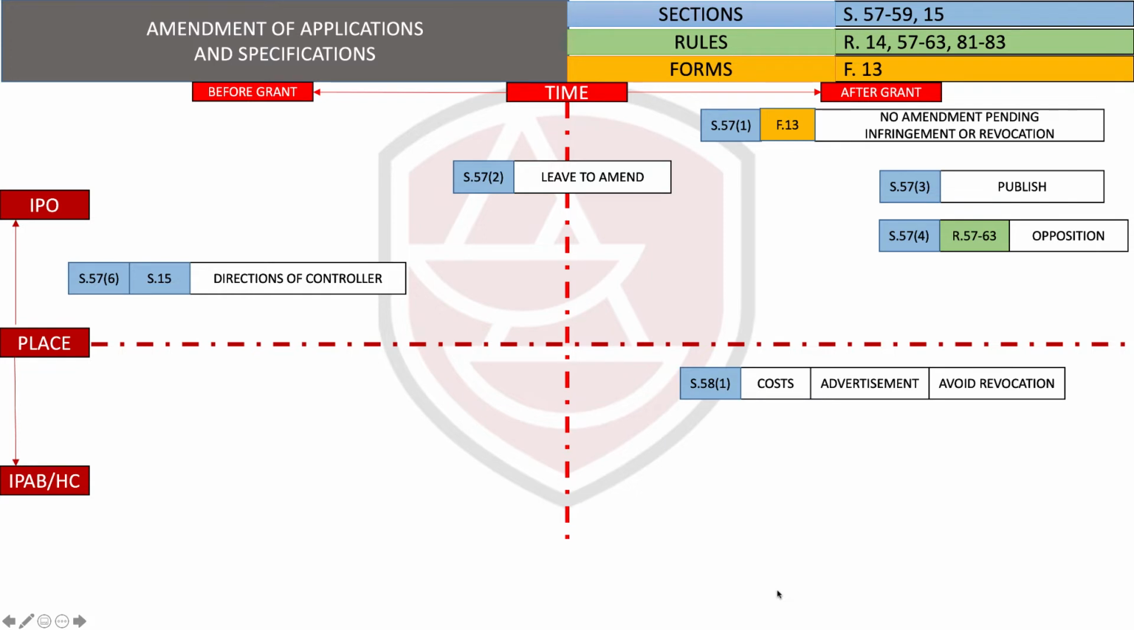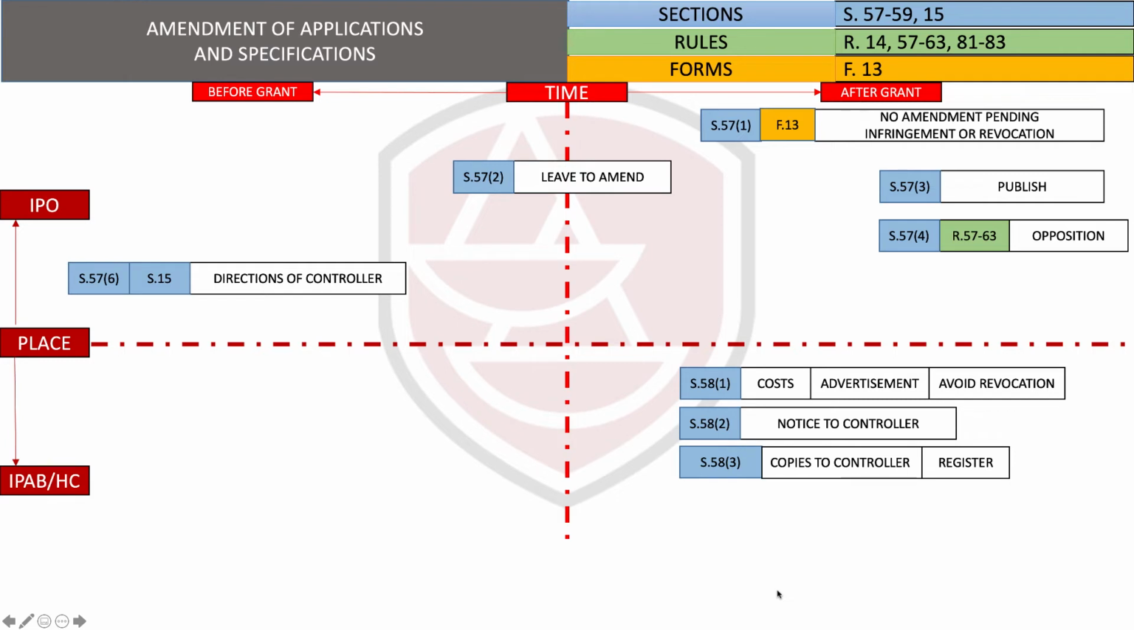Now, there are things that happen at the IPAB. For instance, section 58 talks about amendments at the IPAB or at the High Court. There are provisions for cost, advertisement, and amendment in a proceeding before an IPAB or the High Court is done to avoid revocation. Again, because this is a proceeding that happens at the IPAB or at the High Court, notice has to be issued to the controller, and there are provisions that regulate that. And copies have to be sent to the controller, and the register has to be corrected depending on the amendment.